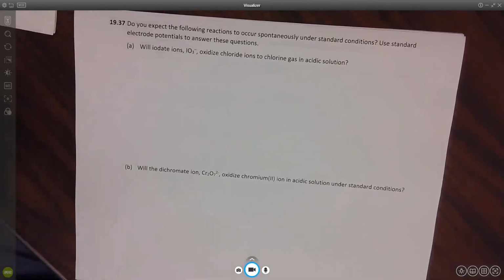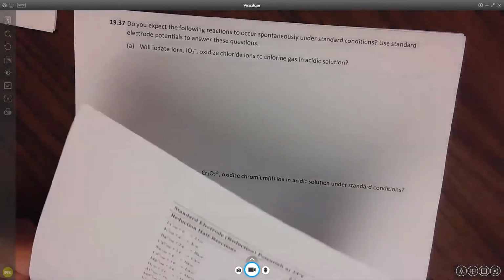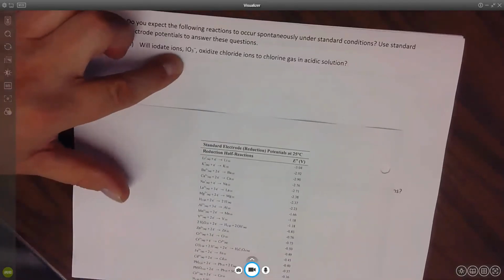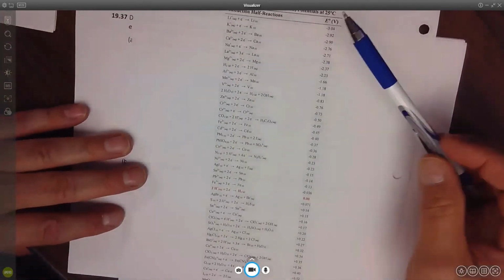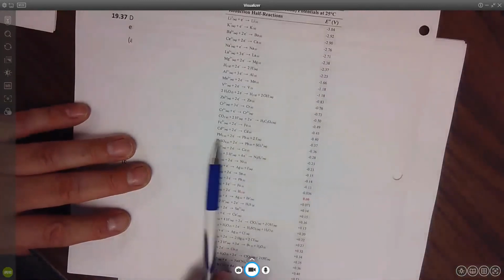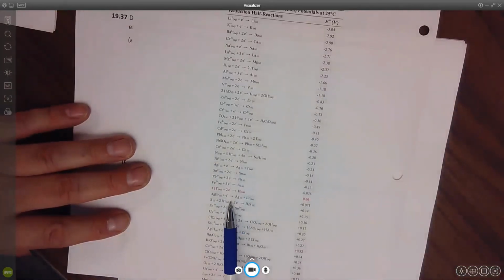The tables of chemical data, right? Okay, so I'm going to look in the tables of chemical data. So here we go. And I'm looking for IO3 minus. So I'm just looking here for any IO3 minuses, and it could be in reactants or products, right? So I'm just going down.